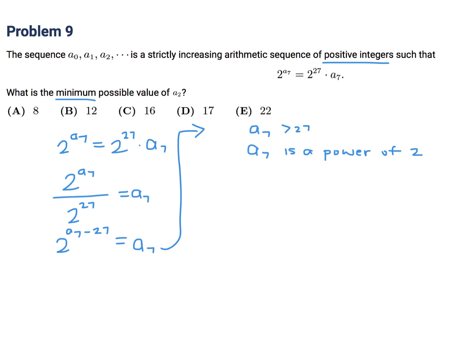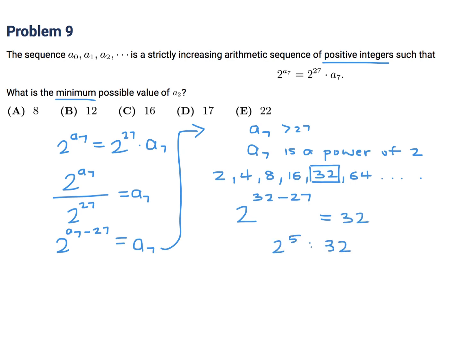Okay, so if we look at powers of 2, we have 2, 4, 8, 16, 32, 64, and so on, right? So what is the minimum power of 2 that is greater than 27? And I think it's this guy right here. Yeah, so I'm going to choose that. So therefore, I'm going to make this 2^7. I'm going to choose 32 minus 27. So does that work? Yeah, 2 to the power of 5 is 32. Okay, so it all works out. Great.